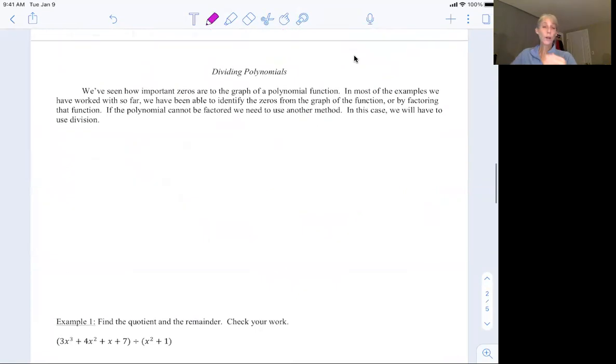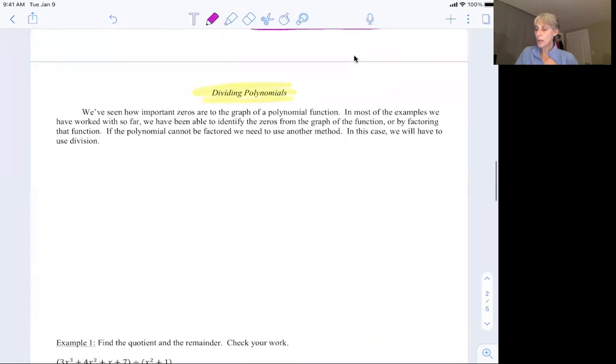We see how important the zeros are to a graph, and most of the time we can factor our functions, or our functions have been given to us in factored form. Now we're going to start the part of this course where we're dealing with things we can't factor. So we're going to have to go to other methods, and another method of factoring is dividing polynomials.